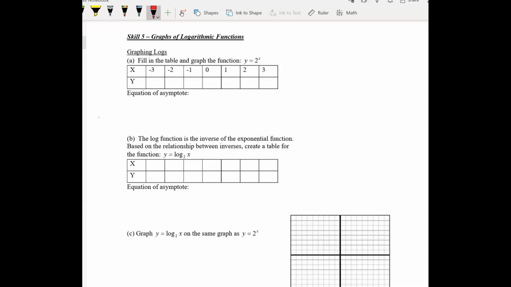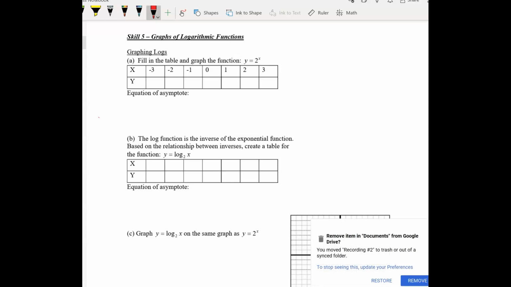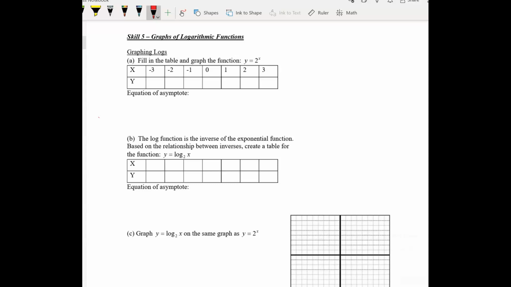So we're looking at Unit 6, Skill 5 today, which is going to focus on graphing logarithms. In order to do this, we're going to start by graphing an exponential function. You should be pretty familiar with these. I have here a parent function of an exponential, y equals 2 to the x. You have that parent function, or you could plug in and build these things from the parent function.